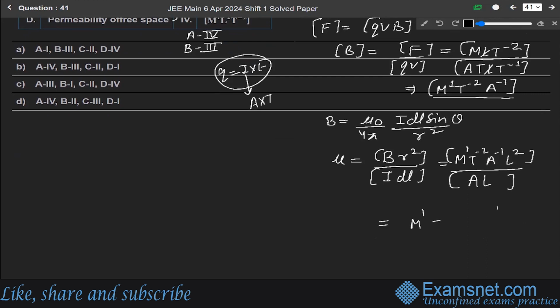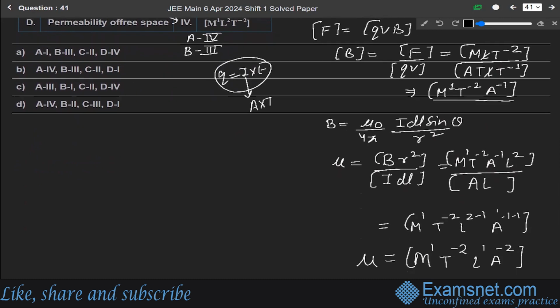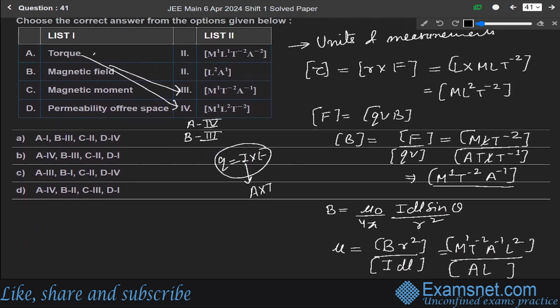M1 T minus 2, L2 minus 1, and A minus 1 minus 1. So again simplifying it, we can write M1 T minus 2, L1 A minus 2. So this mu, magnetic moment, matches with M1 L1 T minus 2 A minus 2. So C matches with this one, not second, it will be 1. Okay, so C matches with 1.